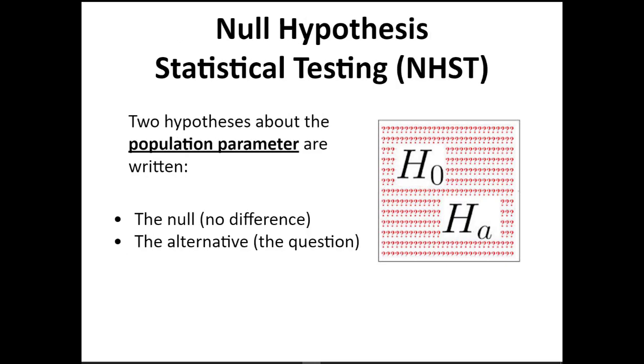We start null hypothesis statistical testing by writing two hypotheses about the population parameter. The first statement that we write is called the null. It describes what's happening now if there was no difference. The alternative hypothesis is the one that reflects the question and what we would expect to see if the treatment or the change is actually occurring within the population.